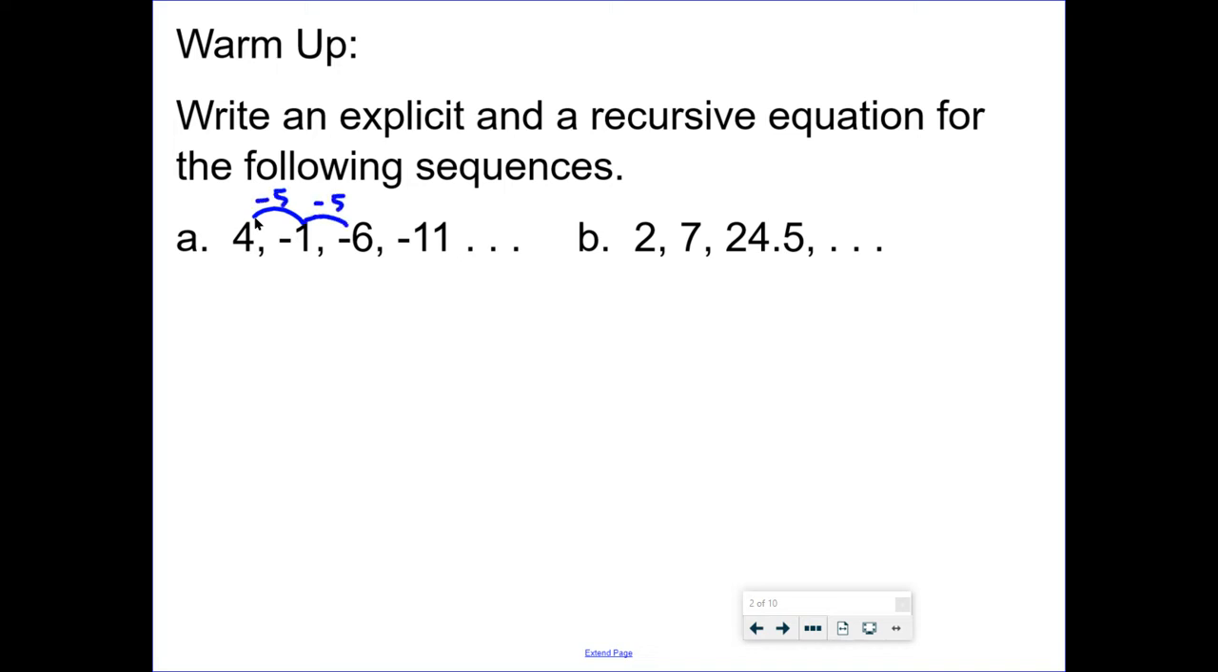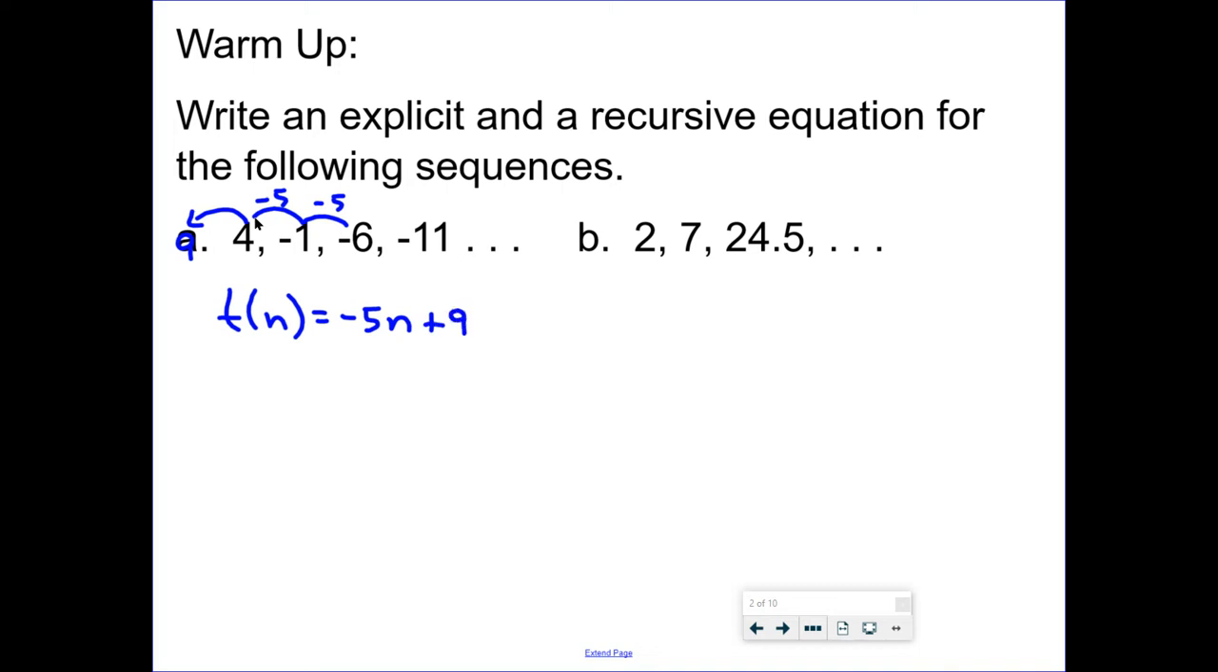So let's go with explicit first. T of n equals negative 5n plus, I do need term 0. If I worked backwards, I would get 9. So negative 5n plus 9.